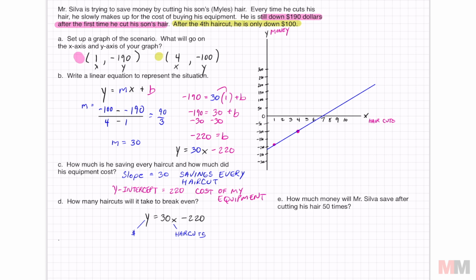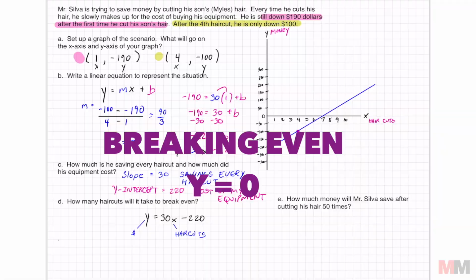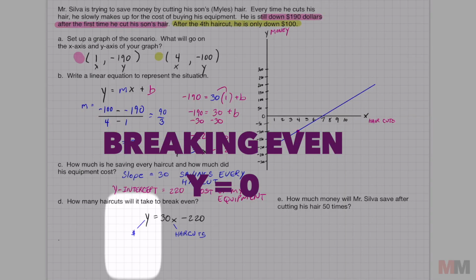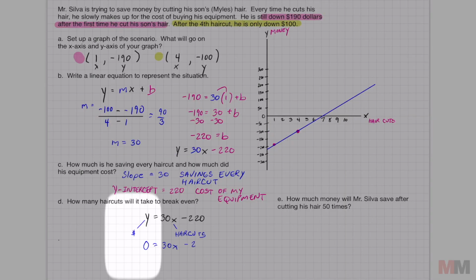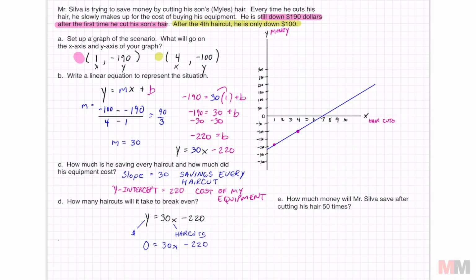If I wanted to find the exact value, I can use the equation I wrote for letter B. Breaking even means 0, so we can replace the letter y with 0. And now it's just a simple equation from here. If I solve for x, I will figure out the exact amount of haircuts I need to get all my money back from my equipment. Add 220 on both sides. 220 equals 30x and divide by 30. So x equals 7.3 repeating. Well, I can't just leave Miles hanging with a third of a haircut. So we are going to round that up to 8 haircuts.